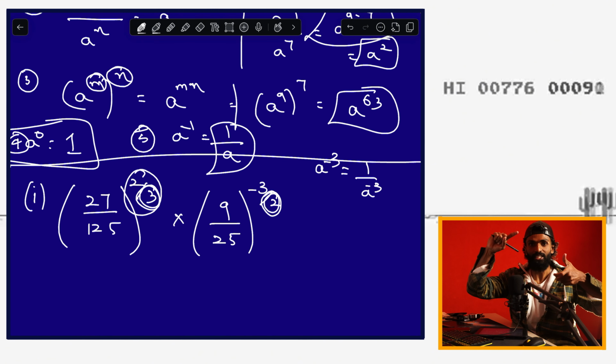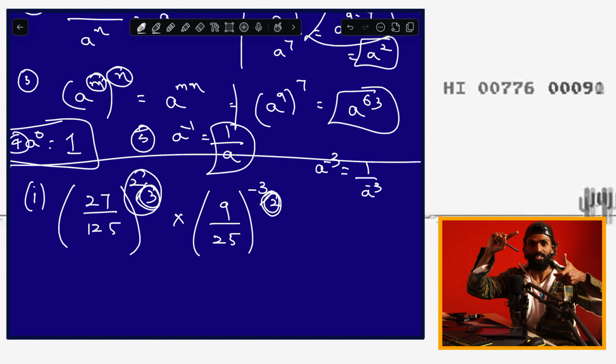Now, if I ask you just by looking at the question, can we all agree that the bases are the same? Obviously no. 27 by 125 and 9 by 25, are they the same? Obviously no. But let's not get into the rules of that right now. Let's try to solve whatever we know. So 27 by 125 is there, but I told you the power is a fraction. If it's a fraction, the hint is the denominator.